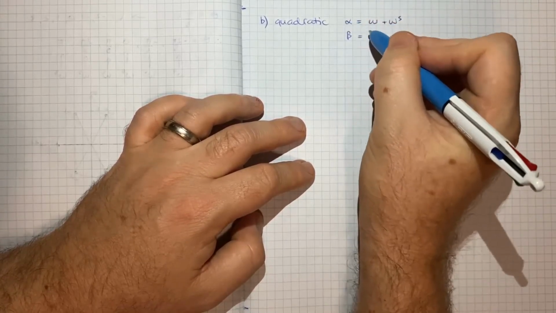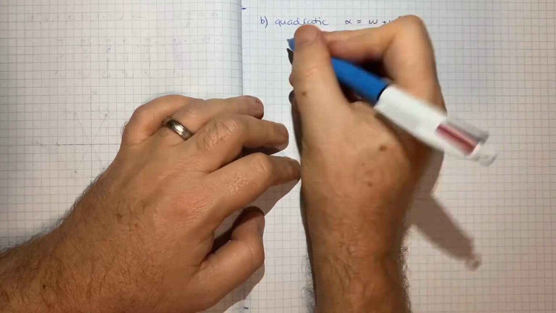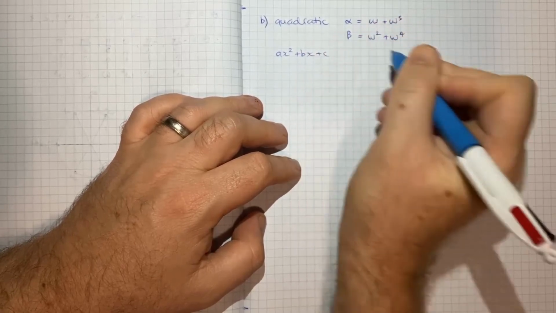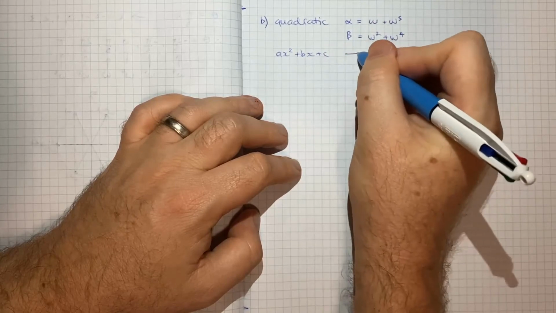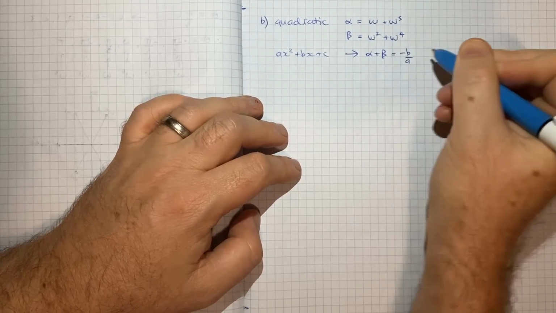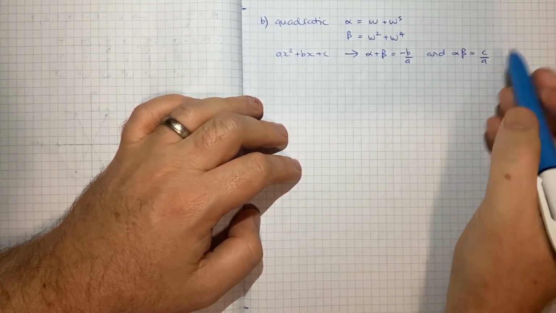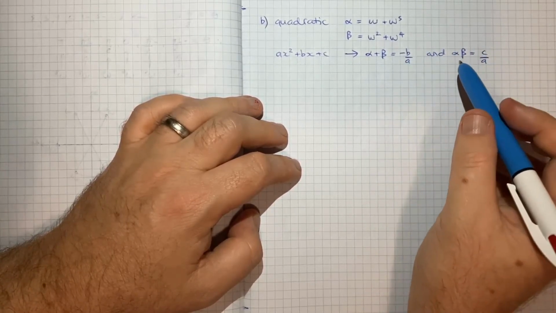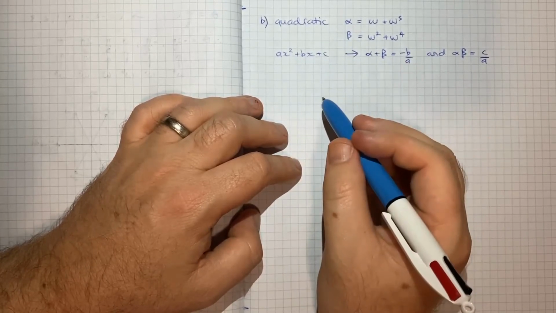So basically, finding a quadratic with certain roots, we know the quadratic is ax squared plus bx plus c, and we know that if the roots are alpha and beta, there are these general results. Alpha plus beta will be equal to negative b on a, and alpha beta will be equal to c on a. That's something you would have hopefully learned quite a while ago. So really, if we can find what alpha and beta are, we should be able to pinpoint this quadratic.